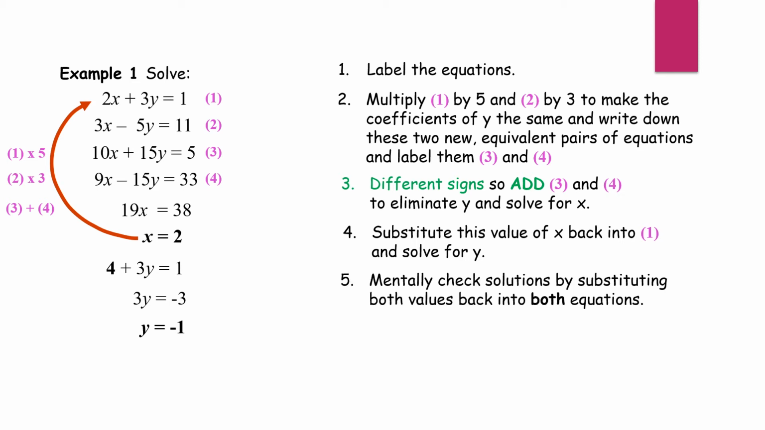Then remember, we want to mentally check our solutions by substituting both values back into both equations. So 4 plus negative 3 is going to give us 1. And 6 take away negative 5 is going to give us 11. So we know that our solution works in both of our equations. So our final answer is x equals 2 and y equals negative 1.